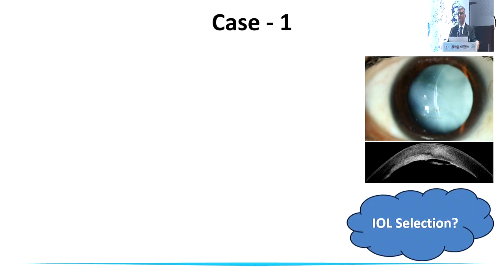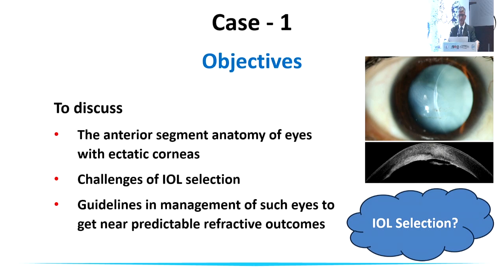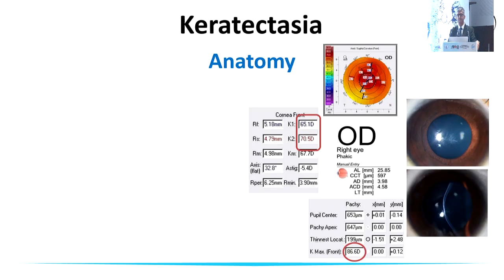The question that came to our mind is what type of intraocular lens are we going to use, and how the presence of corneal scar and ectasia is going to modify our decision on the IOL selection. So the objective of my talk will be to discuss with you some of the anatomical facts of ectatic cornea and how these facts pose challenge as far as IOL selection is concerned, and the guidelines in the management of such eyes to get more predictive post-operative refractive outcome.